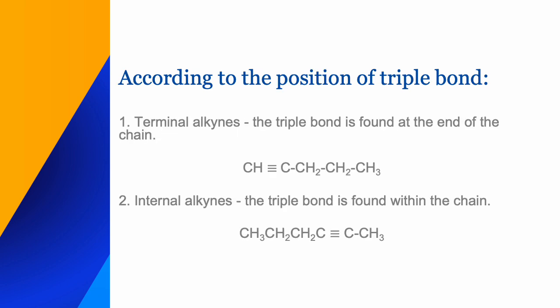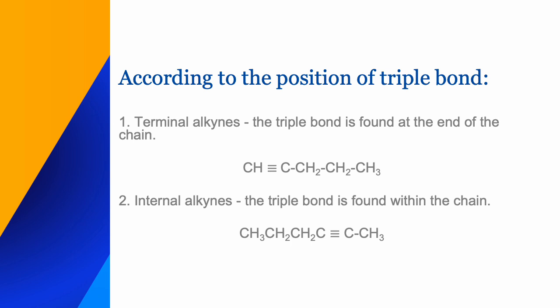In terms of the positioning of the triple bonds, we have the terminal alkynes. As you can see, we have the triple bond at the terminal of the chain. For example, we have here CH, then triple bond, then CH, CH2, CH2, CH3. Okay, so that is a terminal alkyne. The triple bond is located at the terminal. It's either on the right end or on the left end of the structure. And then we also have the internal alkynes.